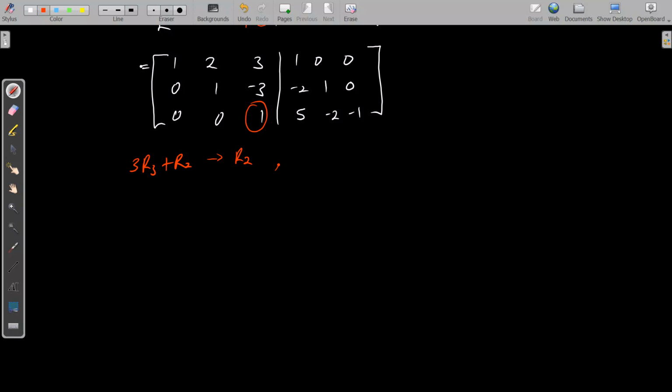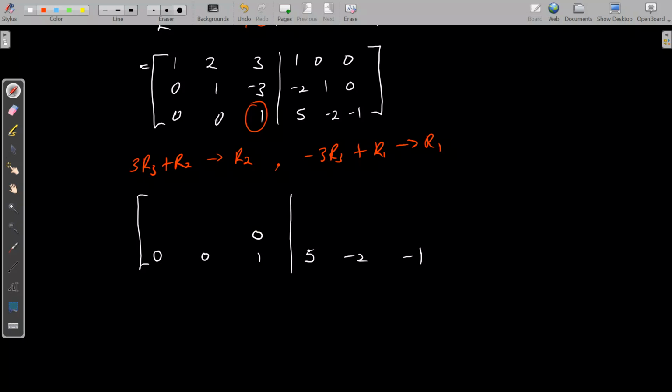And then the other transformation will be negative 3 times row 3 plus row 1. That should give us a new row 1. Right? Let me write from the bottom first. So 0, 0, 1, and then 5, negative 2, negative 1. What I'm going to do to the top is multiply row 3 by 3 and then add it to row 2. And that's going to give me 0 here at this part.